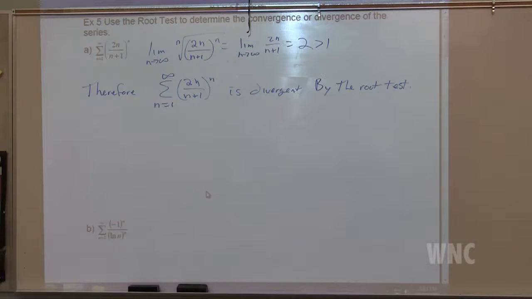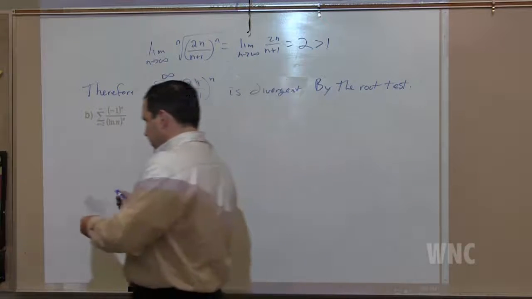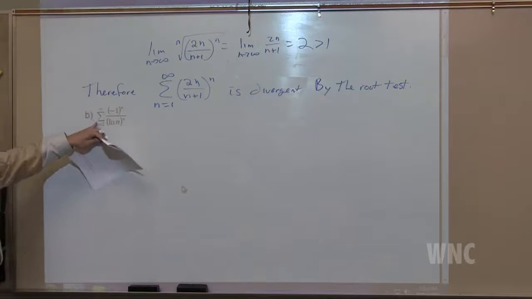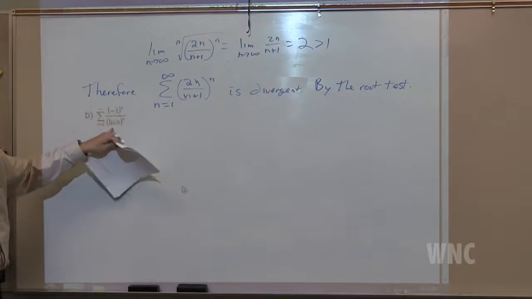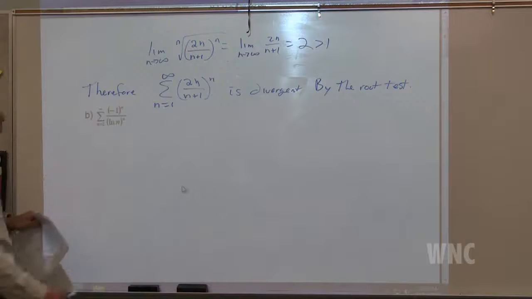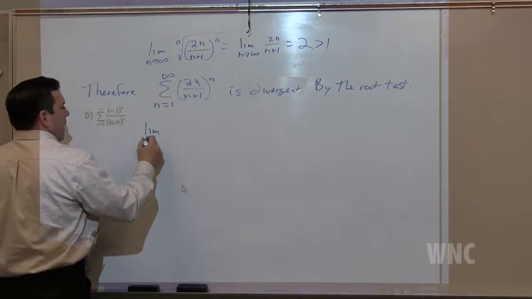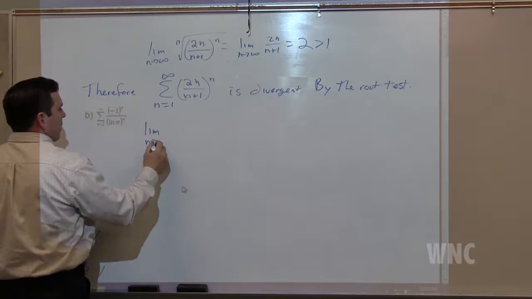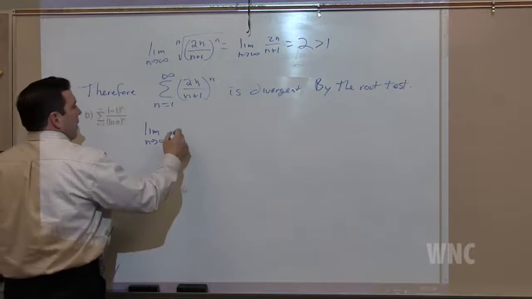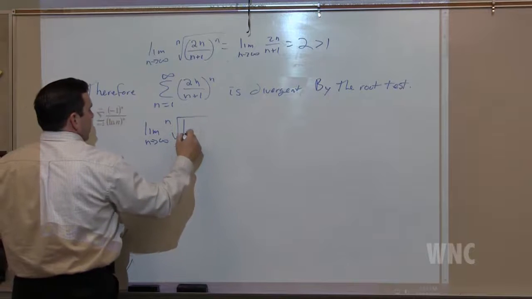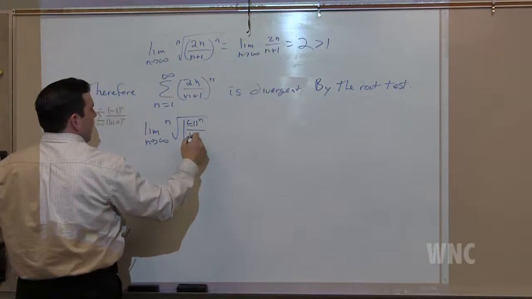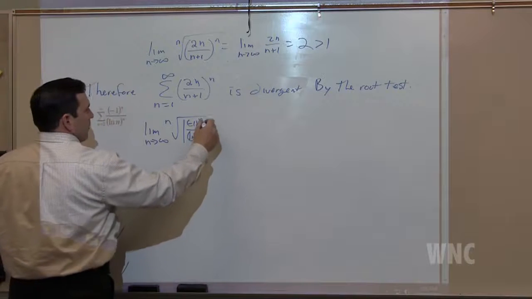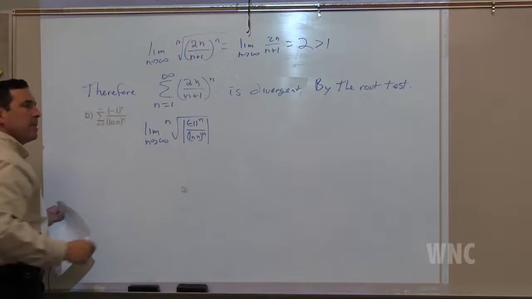Last problem from this section. Okay, we have the sum n goes from 2 to infinity of negative 1 to the n over the natural log of n to the n power. So we're going to take the limit as n goes to infinity of the nth root of the absolute value of negative 1 to the n over the natural log of n to the n power. Now, with the absolute values, I could drop this negative 1 to the n.